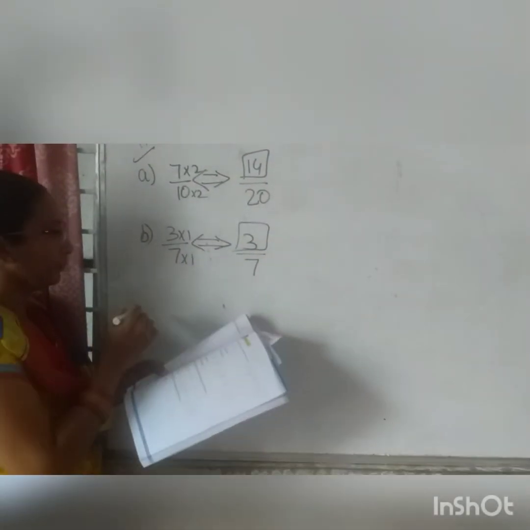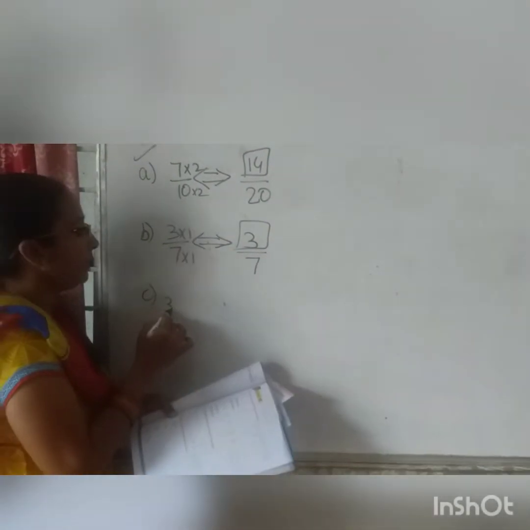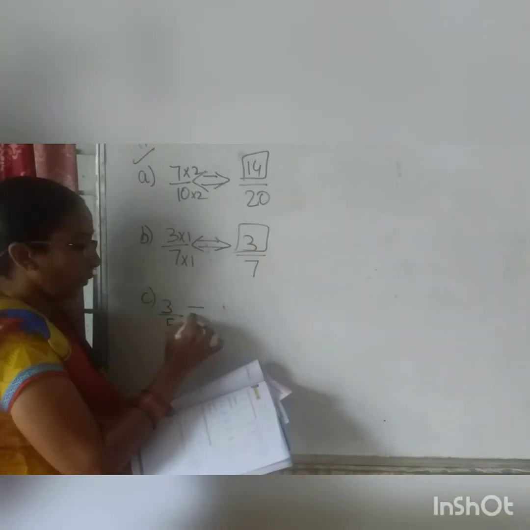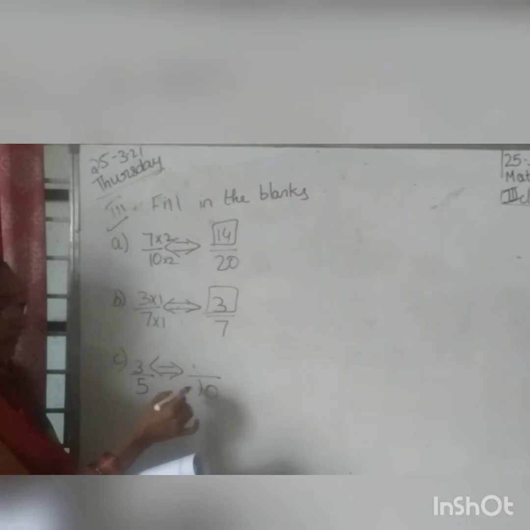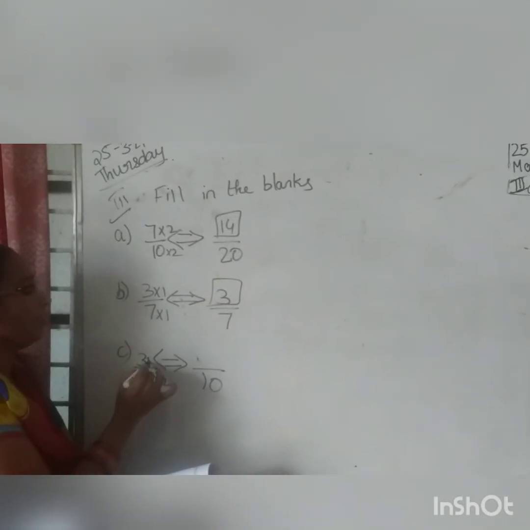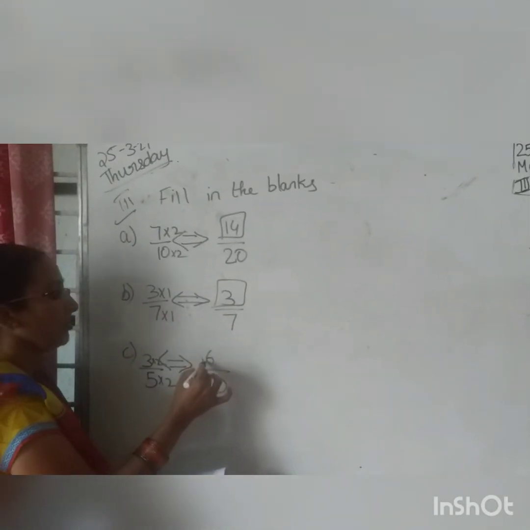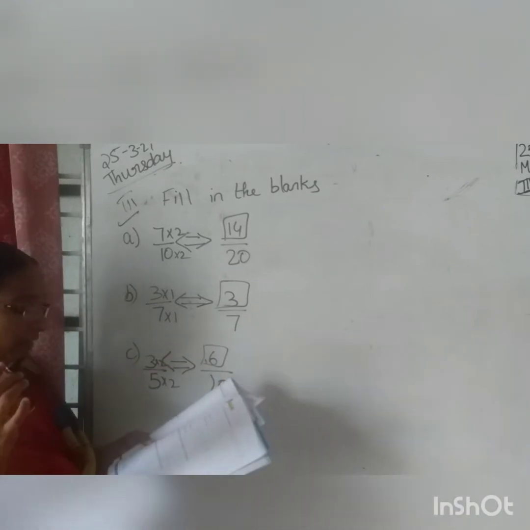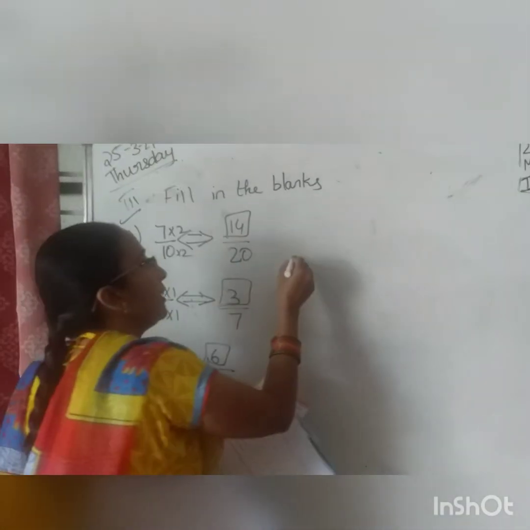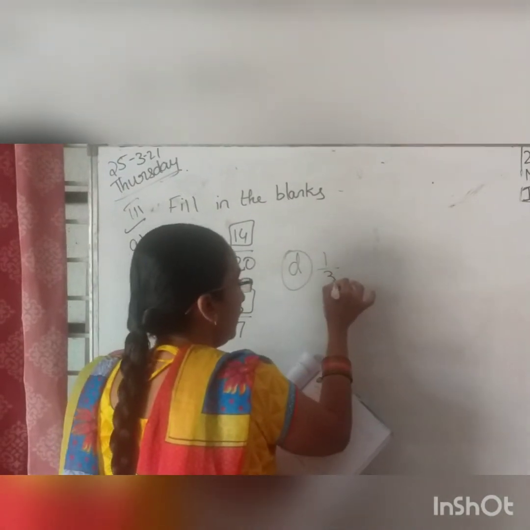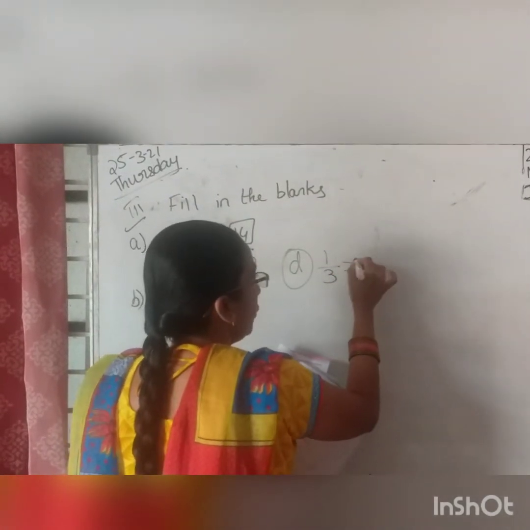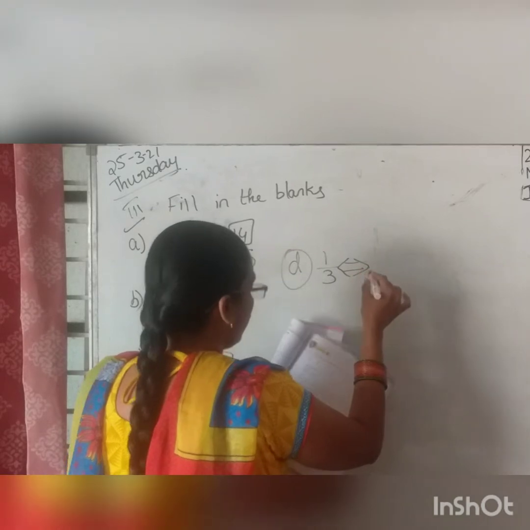Here one more. C1: 3 by 5 is equal to 10. In the 5 table, when does 10 come? 5 2s are 10. Here also with 2. 3 2s are 6. Okay, children. The same D1 you see here. Copy these 4 sums. I am going to say addition and subtraction after this.